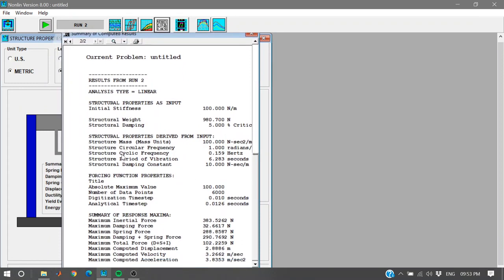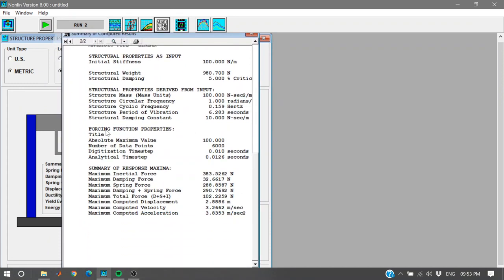See, the forcing function has changed. Maximum value of force was 100, maximum number of data points was 6000, delta t was 0.1, and so on. And again in this case we are interested in maximum spring force. In this case maximum spring force has increased to 288.85. So this value is my F naught, and maximum computed displacement becomes 2.88. So this is my U naught. So this is F naught and U naught.